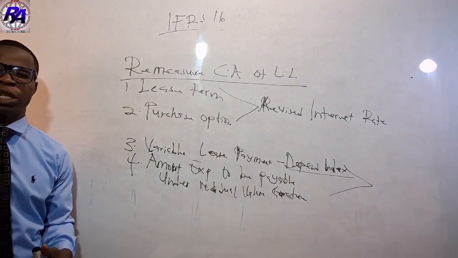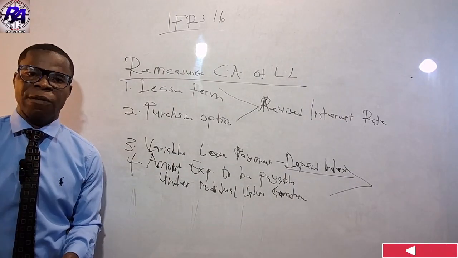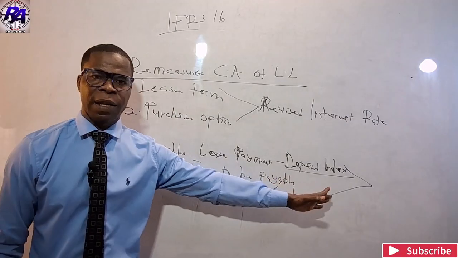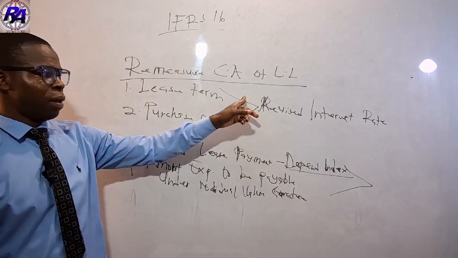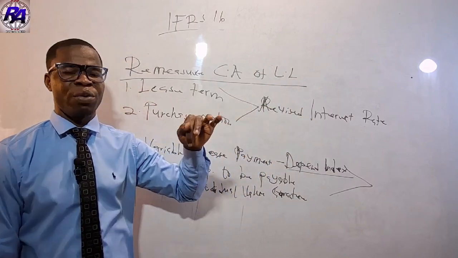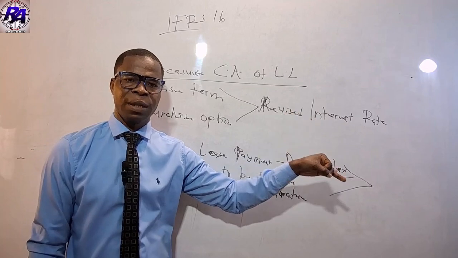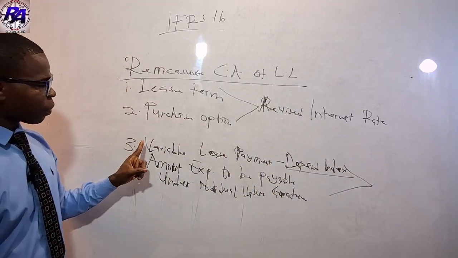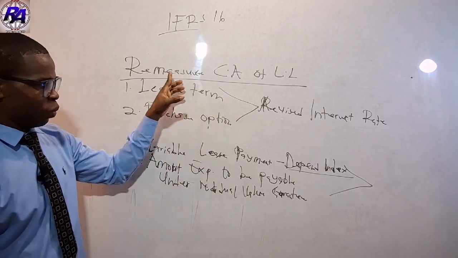So you must use the original interest rate implicit in the lease or the lessee's incremental borrowing rate. But with this one, mostly it uses the original interest rate implicit in the lease. If it cannot be revised, if you don't have the revised pre-tax interest rate, then we can go by the original interest rate implicit in the lease.